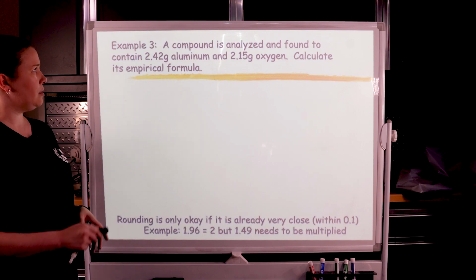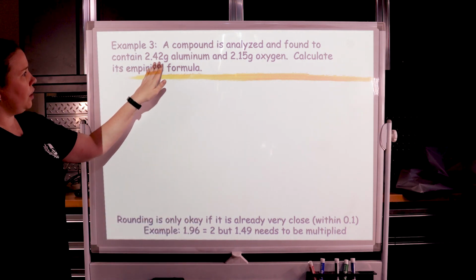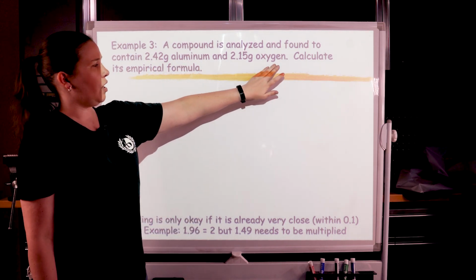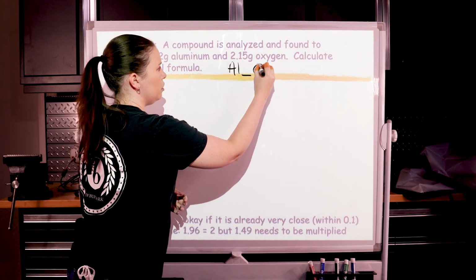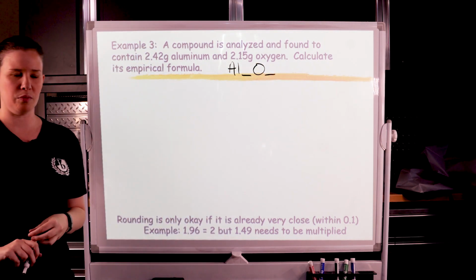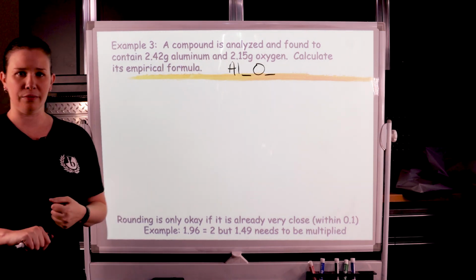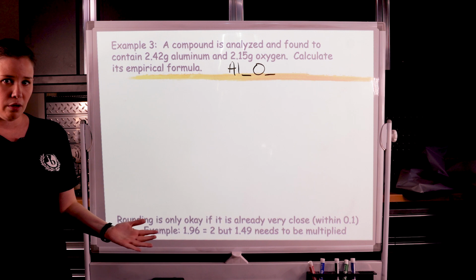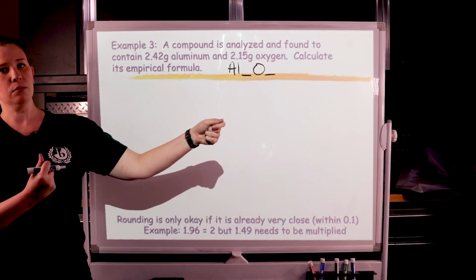Well, let's look at one last example where this is going to happen. Here I'm given the grams of aluminum and the grams of oxygen. So that tells me that I'm looking for aluminum subscript and oxygen subscript. But I need to be able to compare the amounts given. Can we compare gram to gram? Of course, the answer is still no. So what do we need to convert it to?